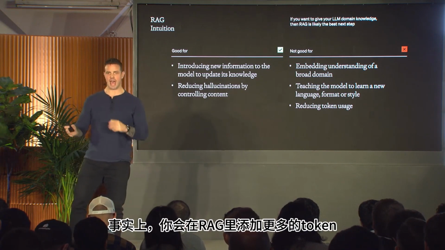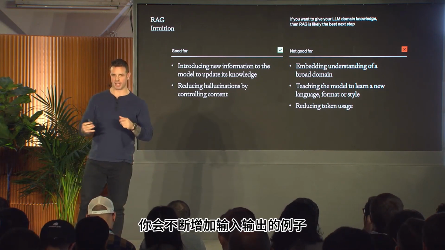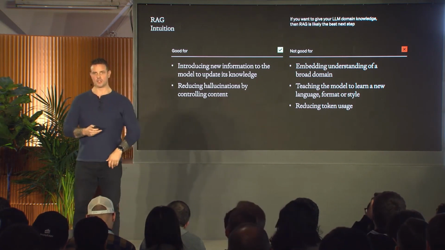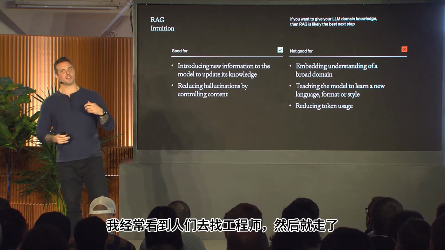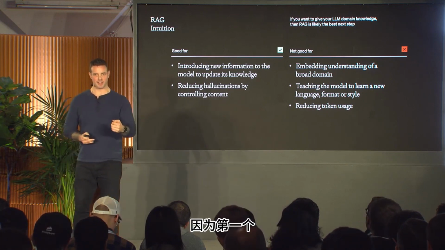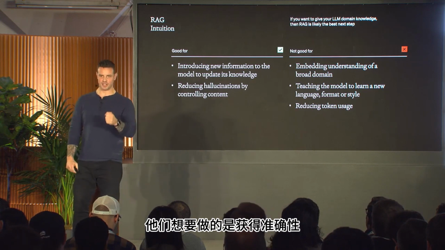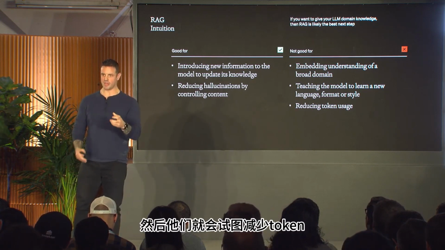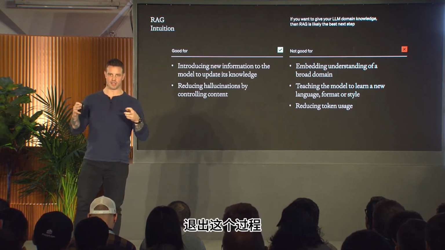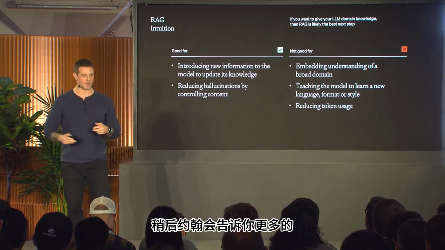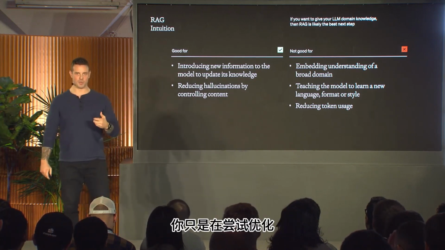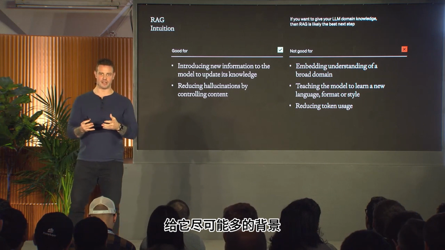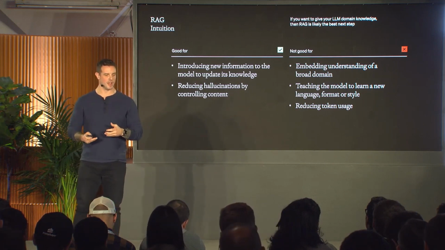And again, reducing token usage. In fact, you're going to add many, many more tokens in RAG. You're going to keep adding input-output examples. I often see folks go prompt engineering and then RAG, because the first thing they're trying to do is get the accuracy to a level that they're comfortable with, and then they try to strip tokens back out of this process. John's going to tell you a lot more about that later. But with RAG, you're really just trying to optimize: give it as much context as it needs to answer the question.